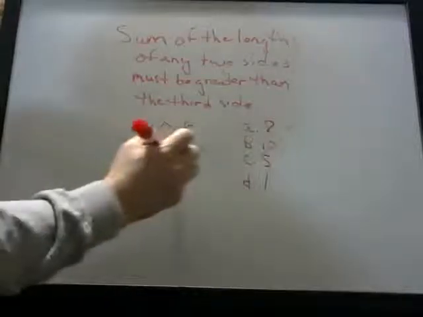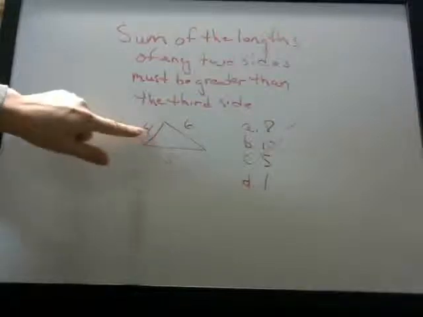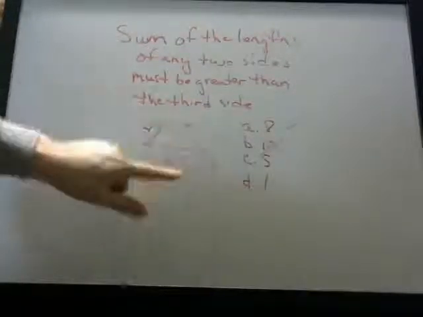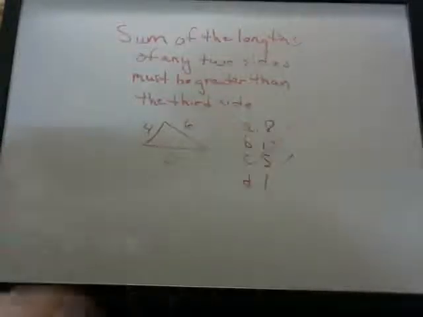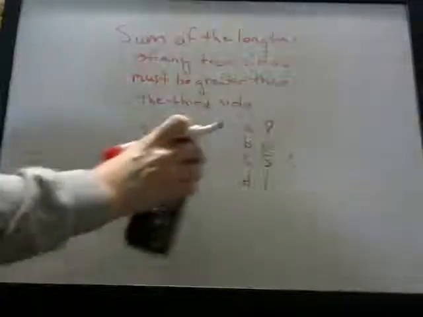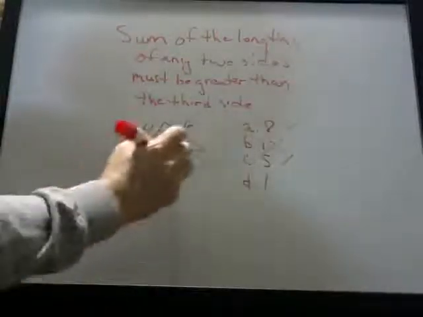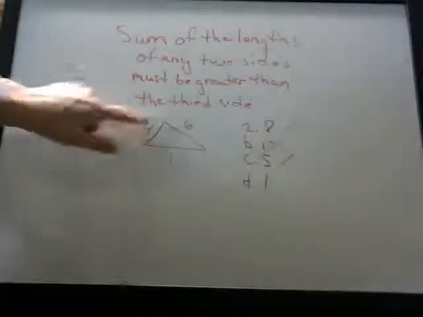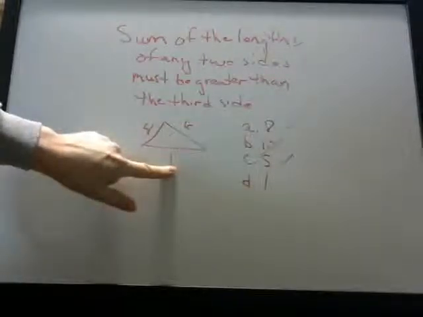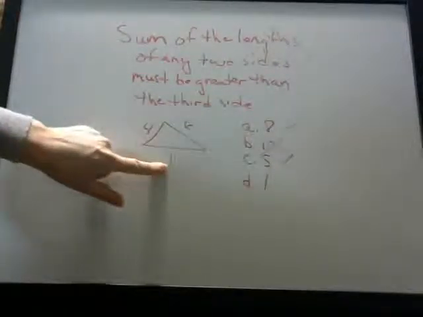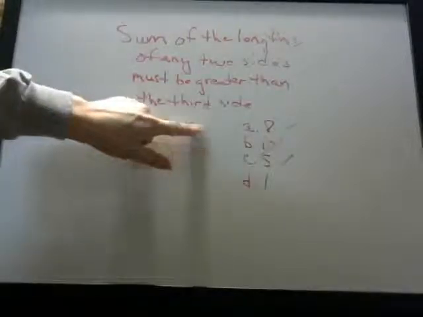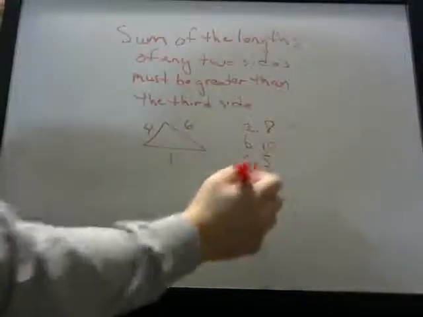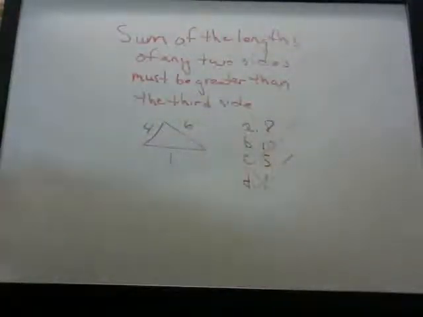How about 5? Here we have 4 plus 6 is 10. That's greater than 5. 4 plus 5 is 9. That's greater than 6. 6 plus 5 is 11. That's greater than 4. So 5 could be an answer. How about 1? 4 plus 6 is 10. That's greater than 1. 4 plus 1 is 5. That's not greater than 6. So since 4 plus 1 is not greater than that side, 1 cannot be an answer.